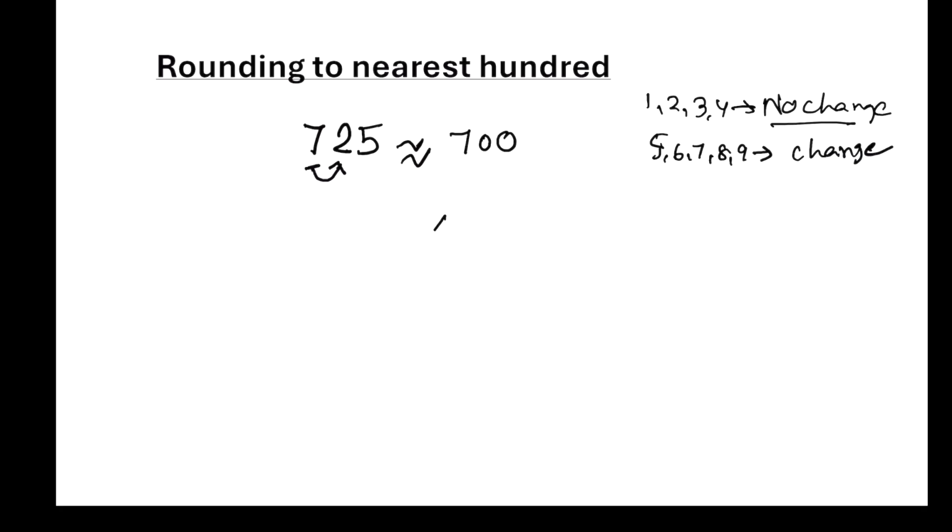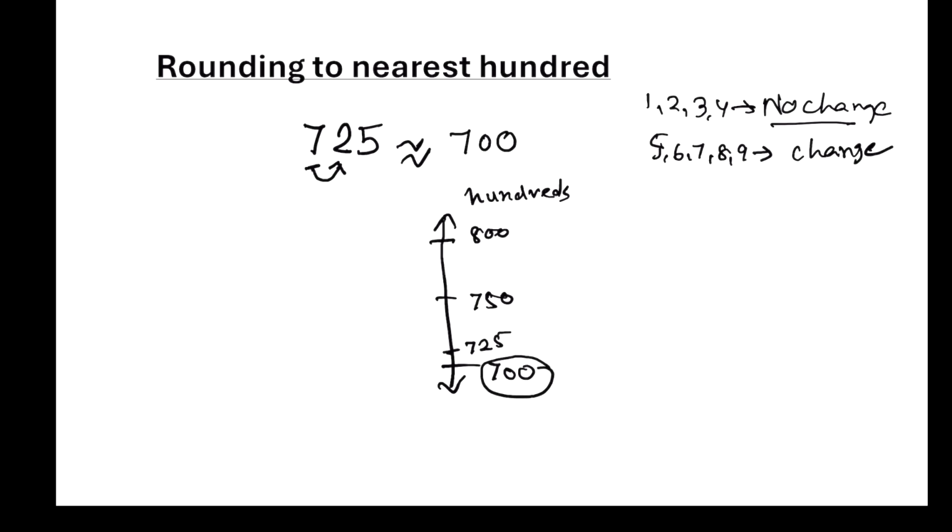Let's do it with the number line. This is the number line. We talk about the nearest hundreds. So this is 700, 800, in between 750, and 725 will be here somewhere. So what do we say? The nearest 100 will be 700.